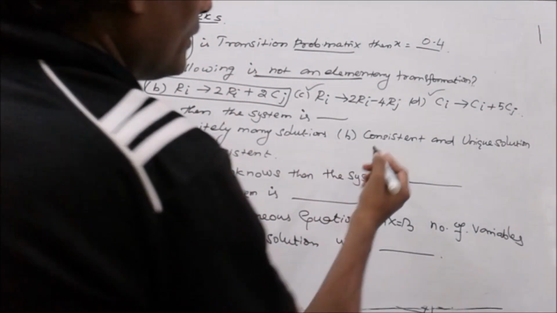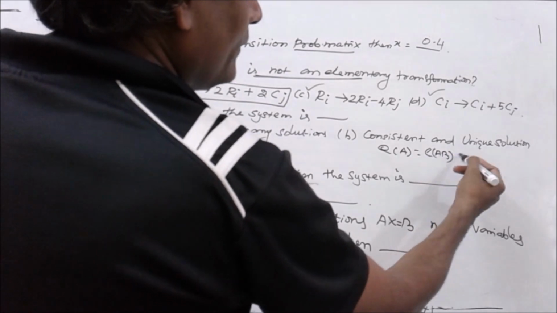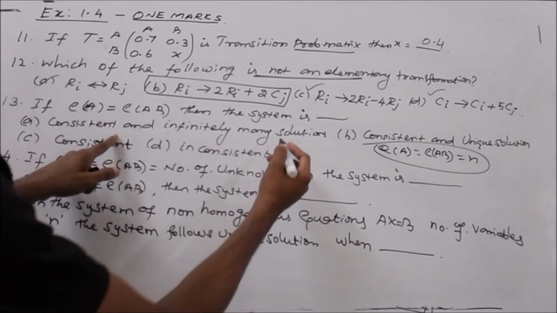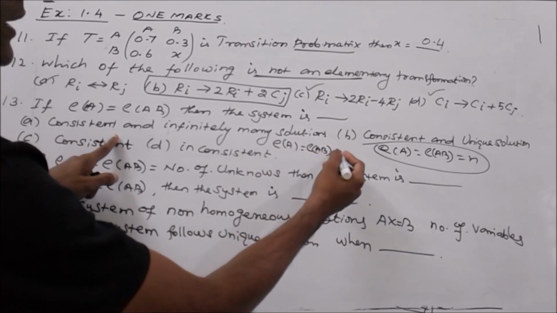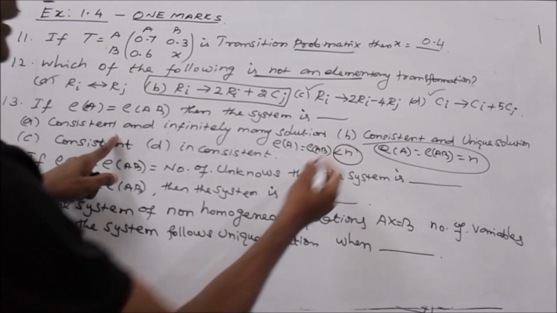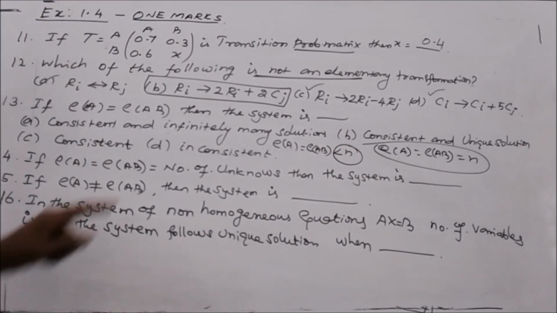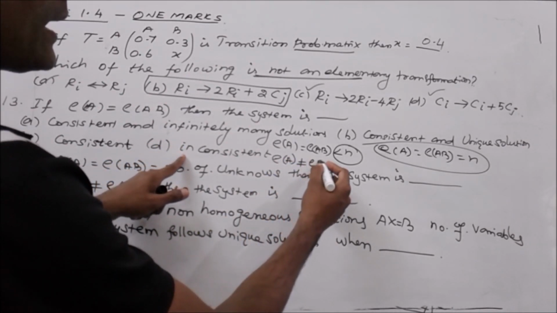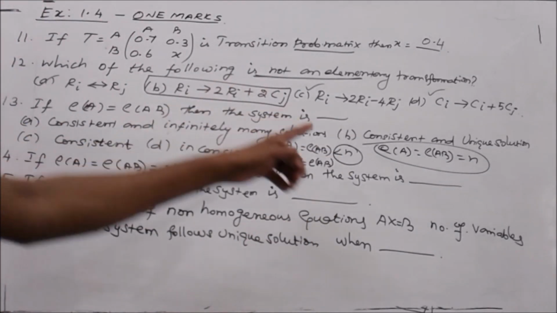Rank of A equal to rank of AB, that is equal to the number of unknowns, that is consistent with a unique solution. Here rank of A equals rank of AB but is less than the number of unknowns. Then only we can conclude this: it is consistent with infinitely many solutions. For inconsistent, rank of A is not equal to rank of AB. These are the conditions for the first, A, B and D.